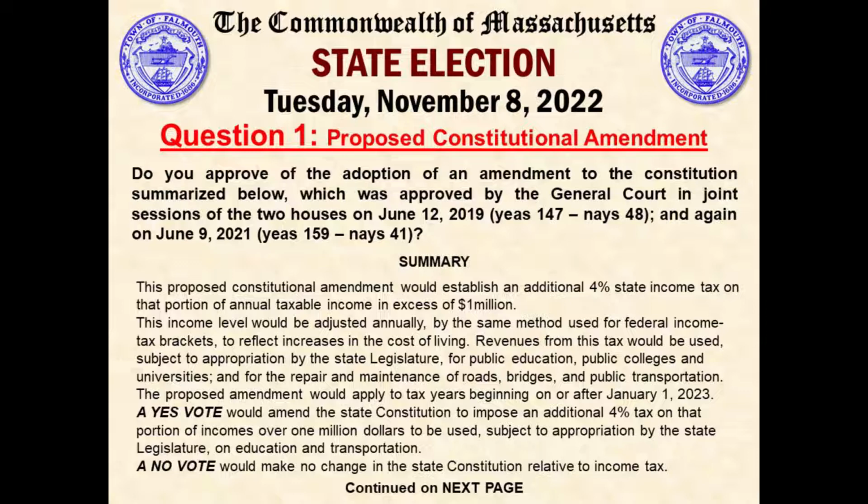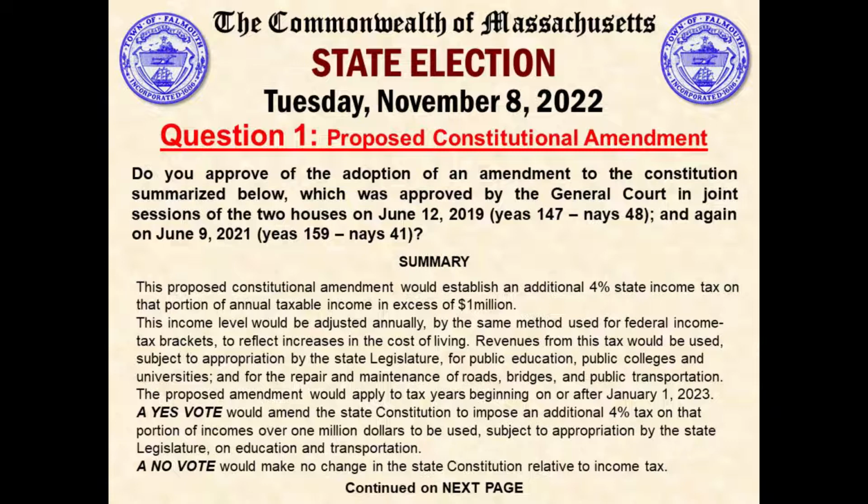Summary. The proposed constitutional amendment would establish an additional 4% state income tax on that portion of annual taxable income in excess of $1 million. This income level would be adjusted annually by the same method used for federal income tax brackets to reflect increases in the cost of living.